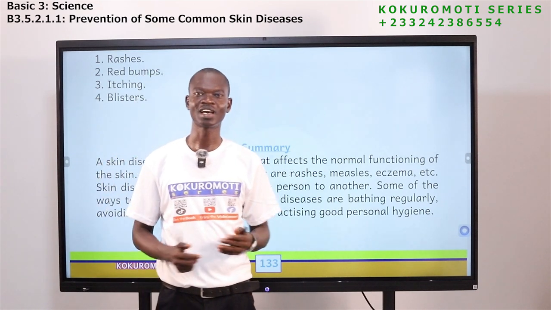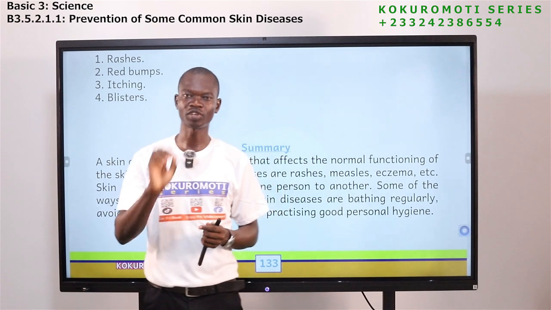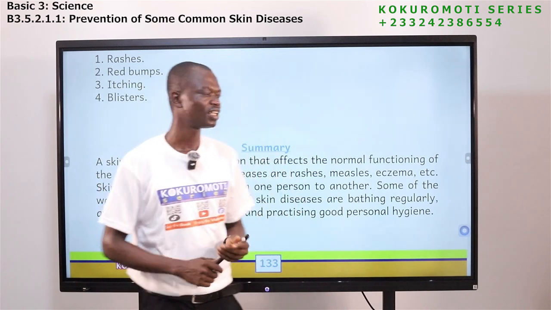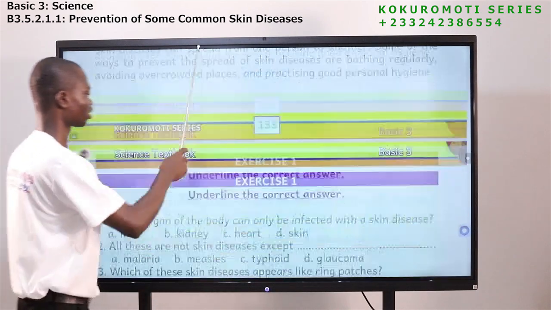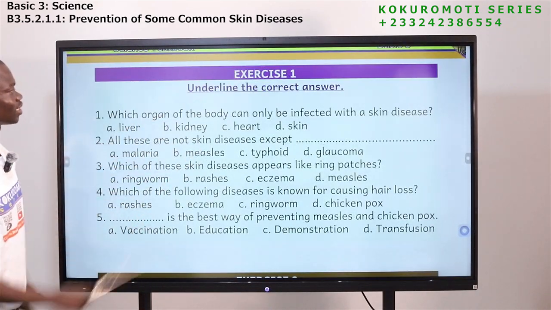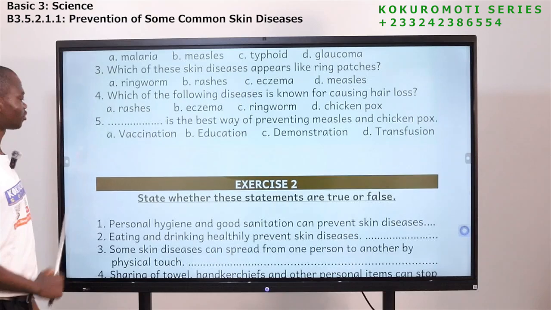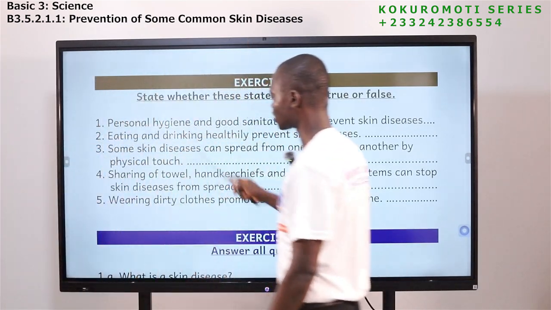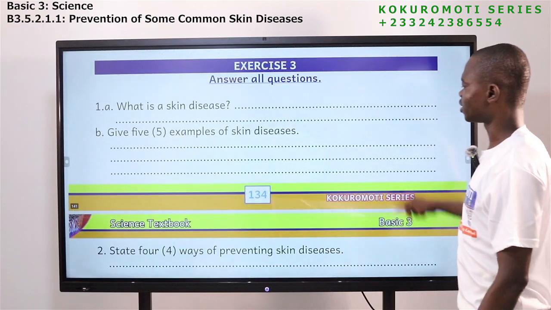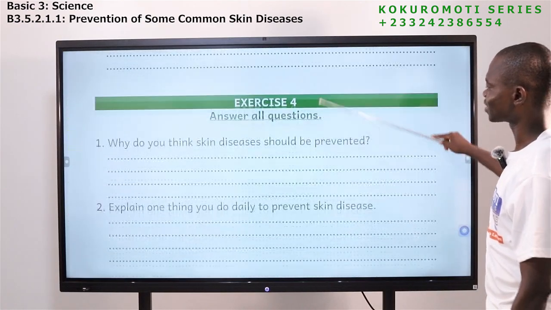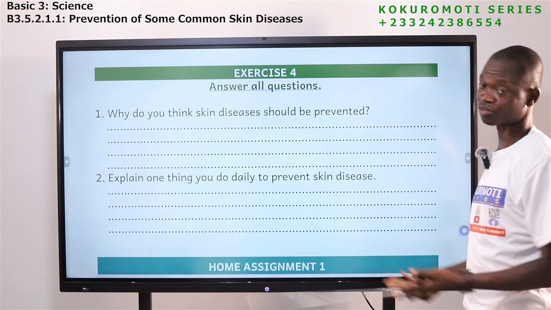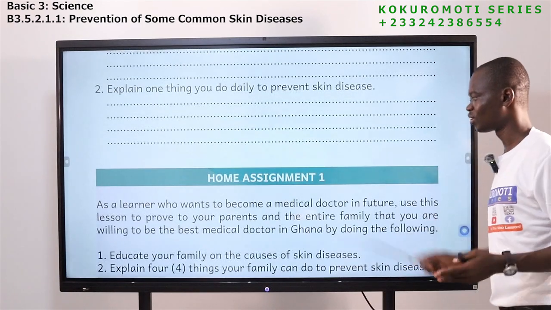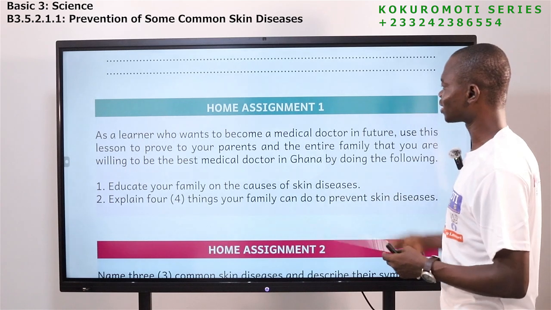Okay, our lesson has come to an end. If you have questions, feel free and ask. But before I leave you, let's look at the exercises. So we have exercise 1, underline the correct answer. Exercise 1, you have 5 questions. Exercise 2, state whether these statements are true or false. We have 5 questions here. Exercise 3, we have questions there. Exercise 4, I've told you, we give a lot of exercises. Yes, we give a lot of exercises. So get a copy of this book and then try to answer all the questions.